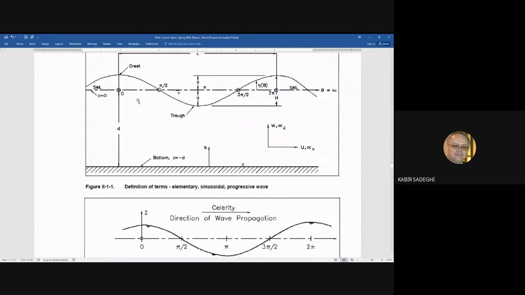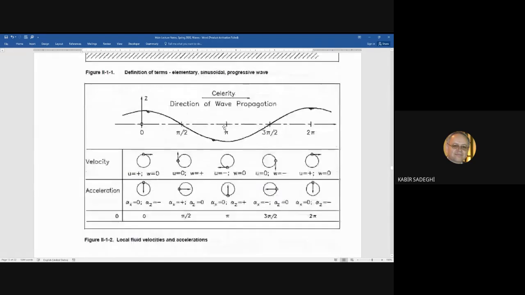Orbits here are big. When you go down, the orbits get smaller, smaller, smaller, and then go to zero at L over 2. You know that. If we are talking about the crest, we put z equals H over 2, for example. Here z minus 10 meters perhaps, it has another smaller orbit, and everywhere. Therefore, we apply those cosine hyperbolic terms for that.